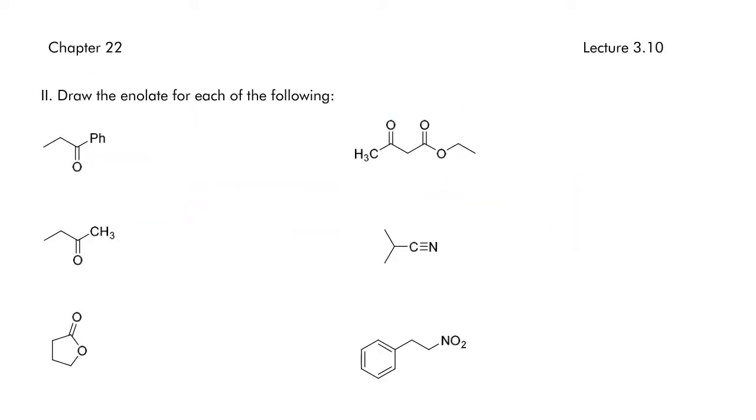So take a few moments and try drawing the enolate for each of the example molecules shown here. You're going to find the alpha carbon, remove the alpha hydrogen, and draw the enolate as I've shown next to the molecule. Now, in some of these examples, you will see maybe there's more than one alpha carbon. If there is more than one, then draw both enolates.